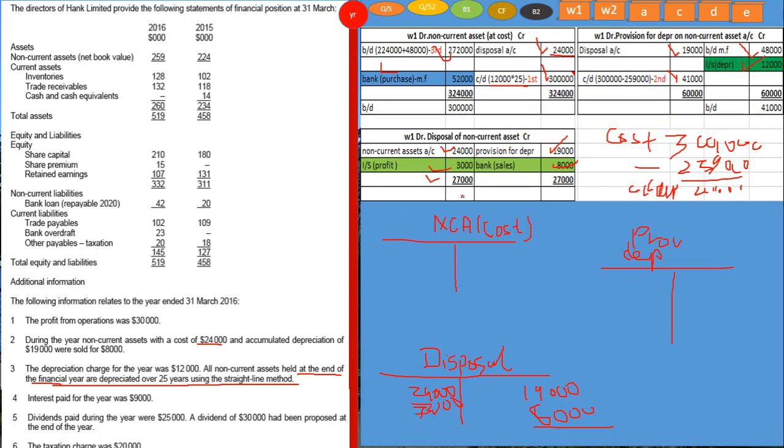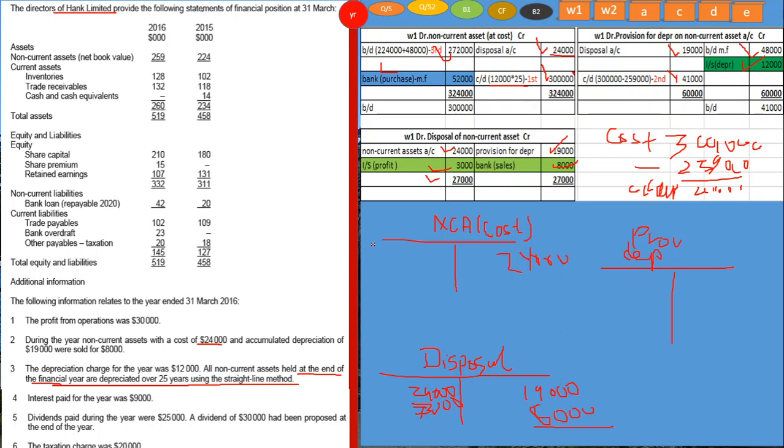So the first part, working note number 1, is understood. That is what to do about NCA cost. Now this part is quite tricky. What you do is first put in the data that are available in the question. The disposal account is given, so 24,000 you can put here at cost. 24,000 is the cost of the asset disposed.